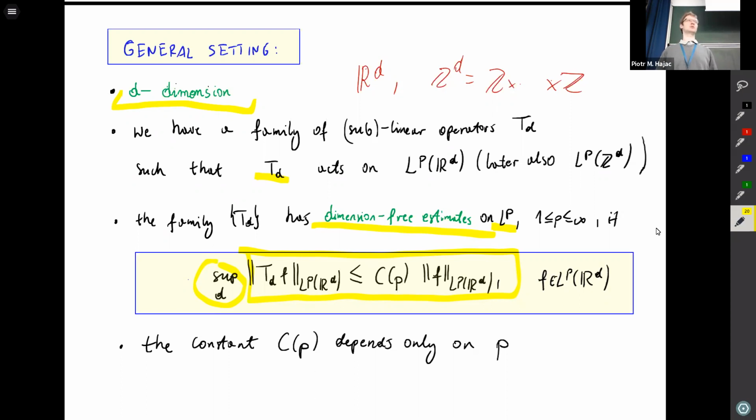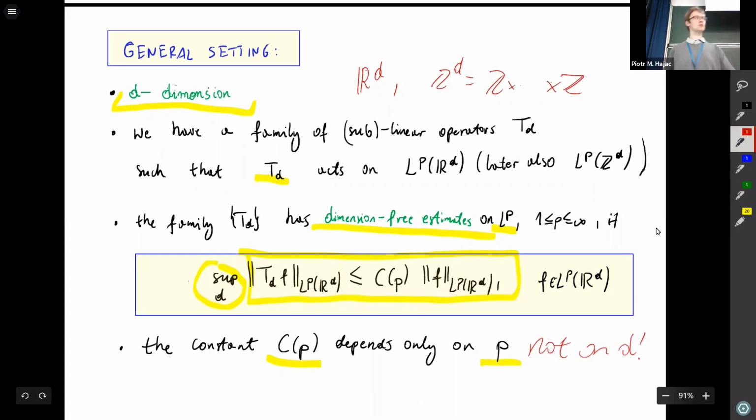We'll see in a moment what I mean by that. So we'll ask that the constant C of P here depends only on P but not on the dimension, not on D. So it will be very important to us to get constants which do not depend on D. So we are interested in good constants, but not the best constants.